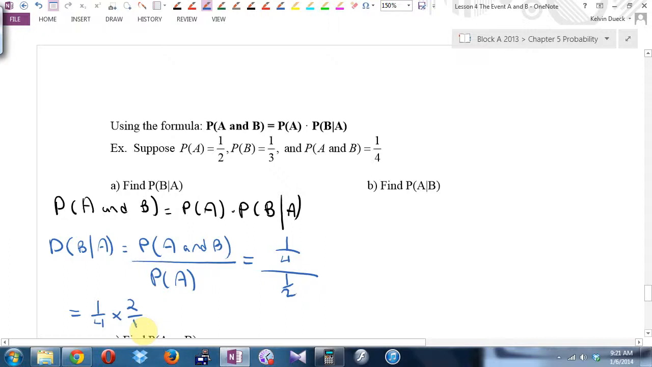Oh, and I know how to multiply fractions. Top times top, bottom times bottom. Hey, what is 1 times 2? What is 4 times 1?